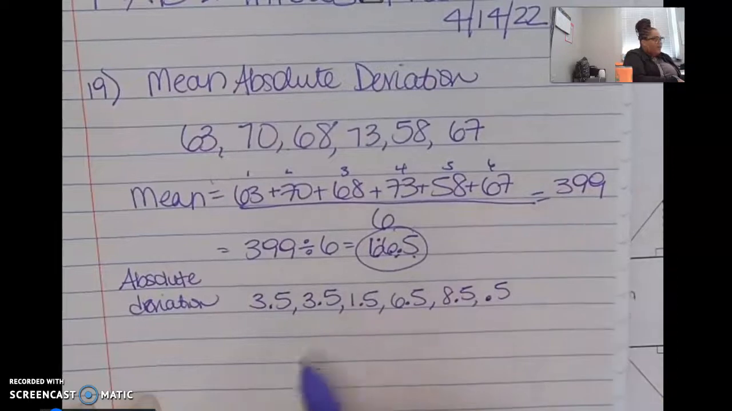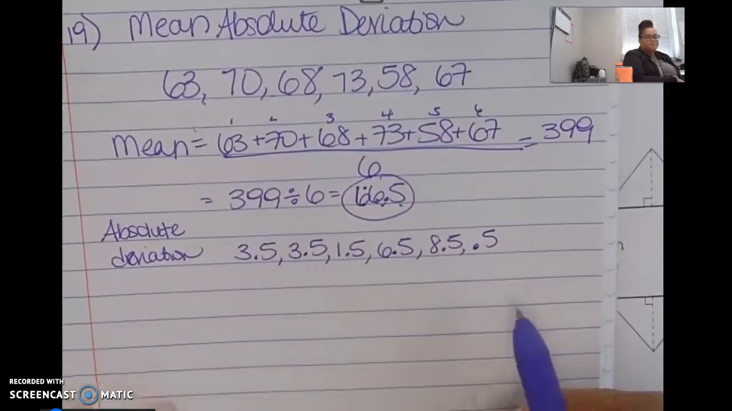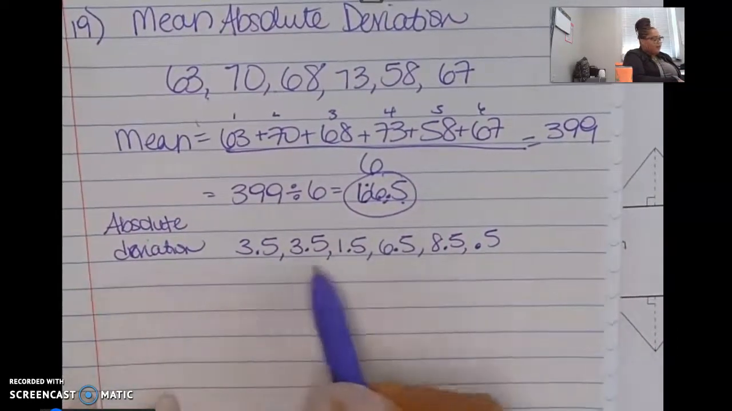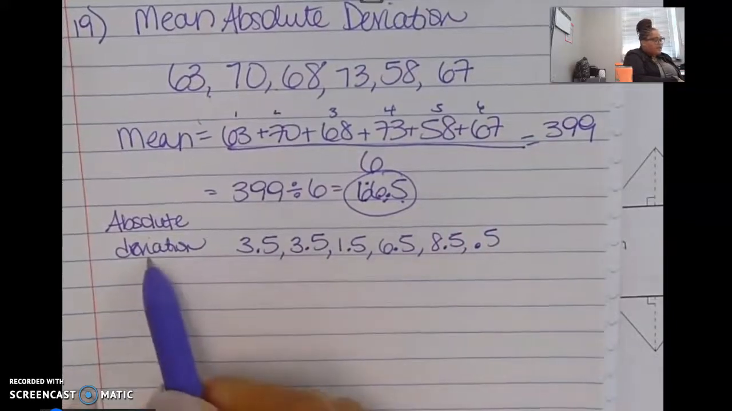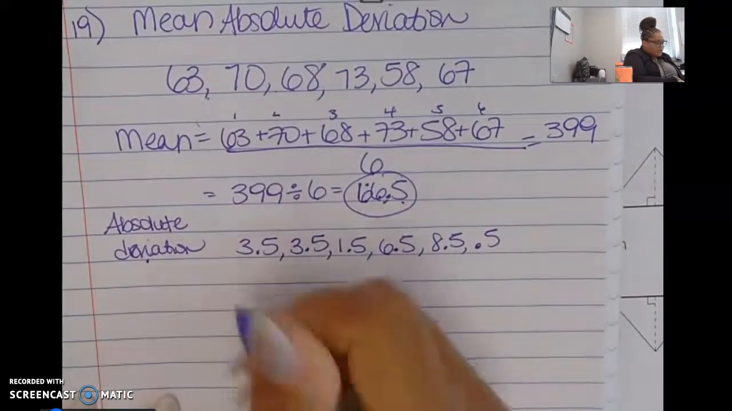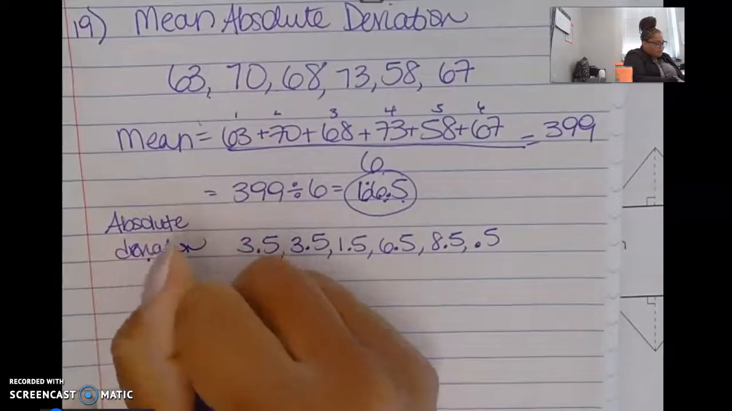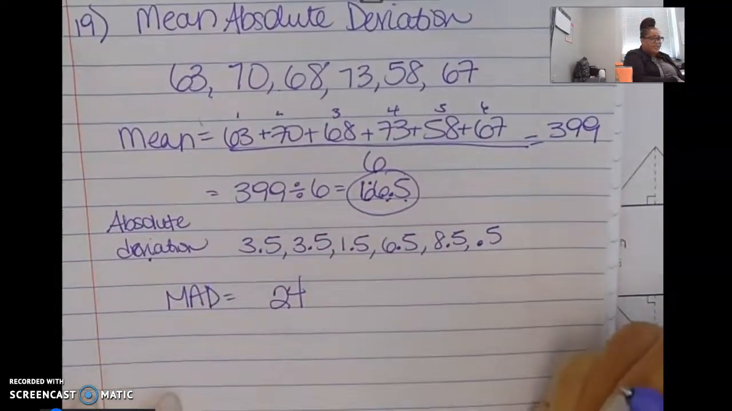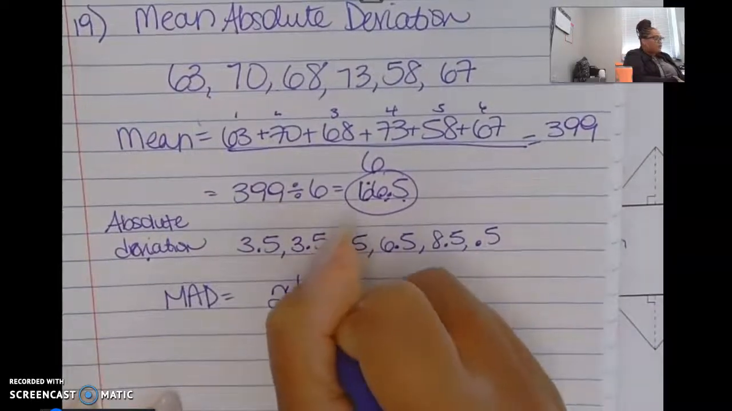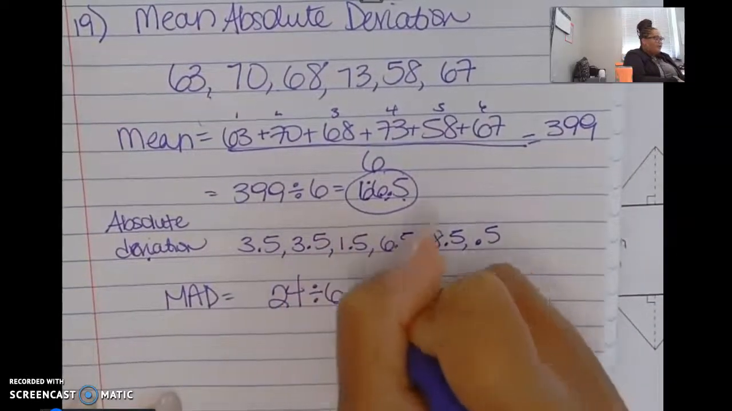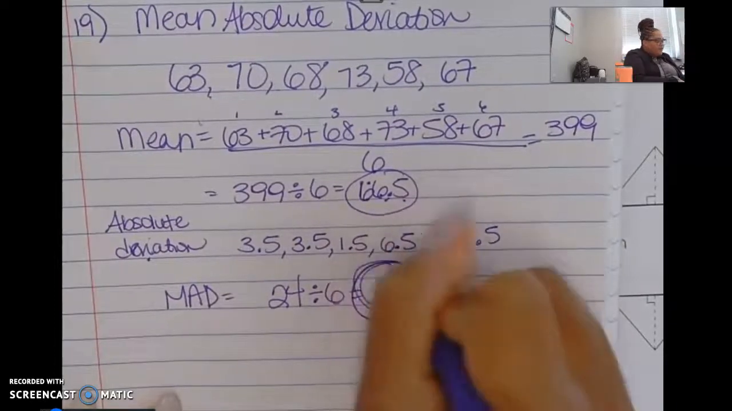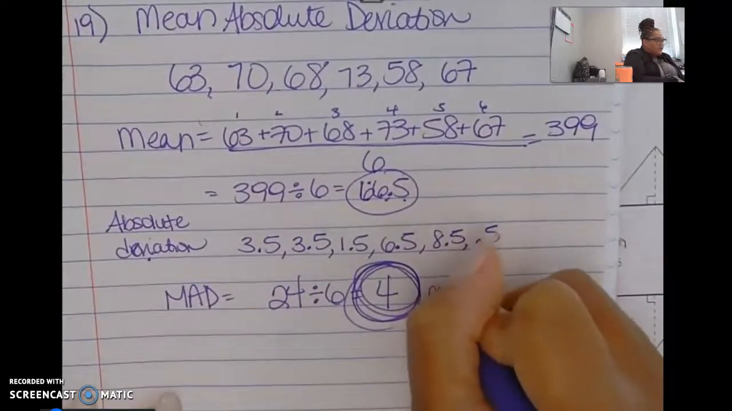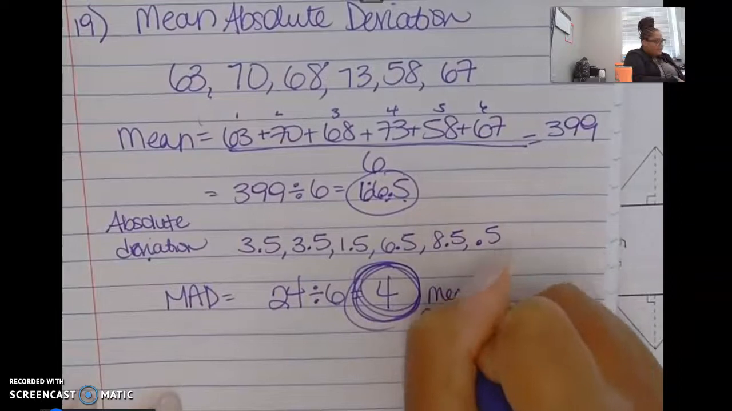67.5. Now, what am I doing with all of these? I'm adding them up because I need the mean of the absolute deviation. So the total of those is 24. Is 24 my answer? Divide by 6 and I get 4. This is my final answer, my mean absolute deviation.